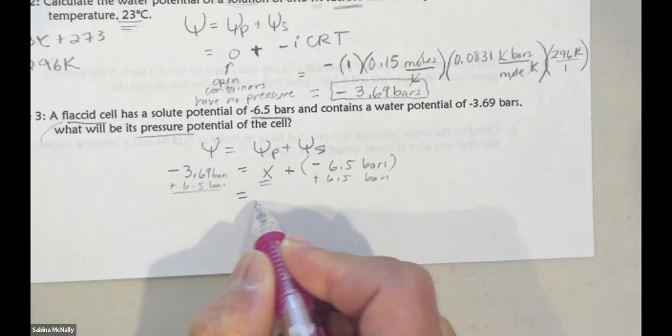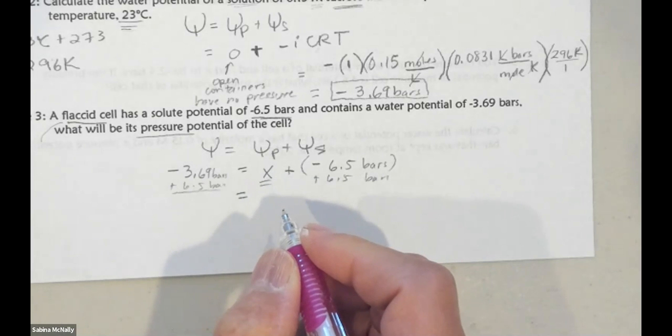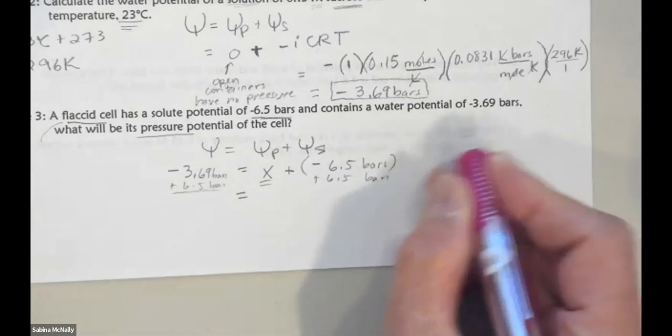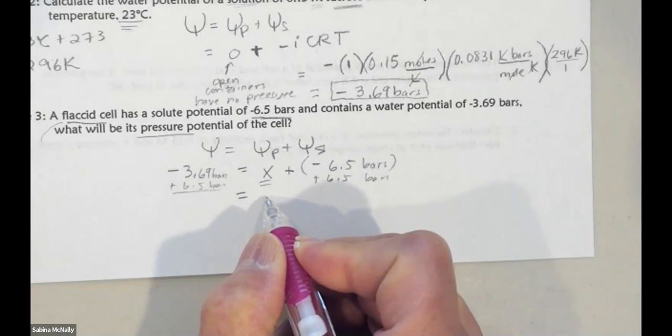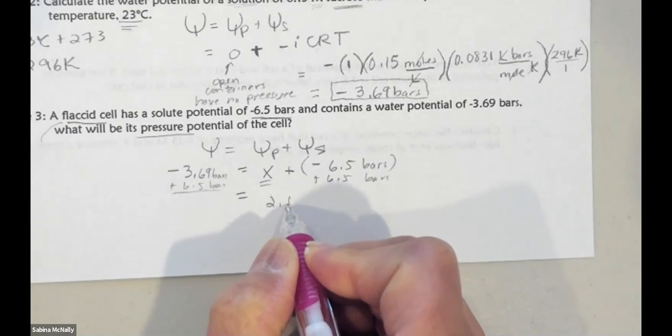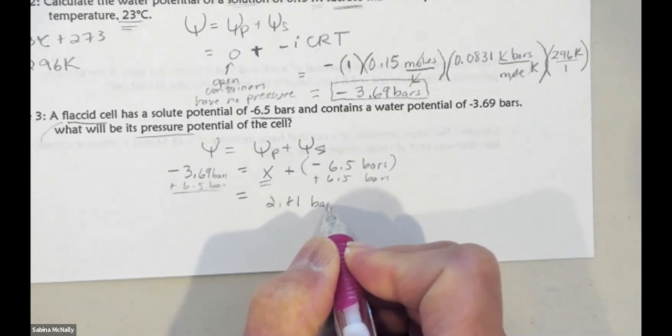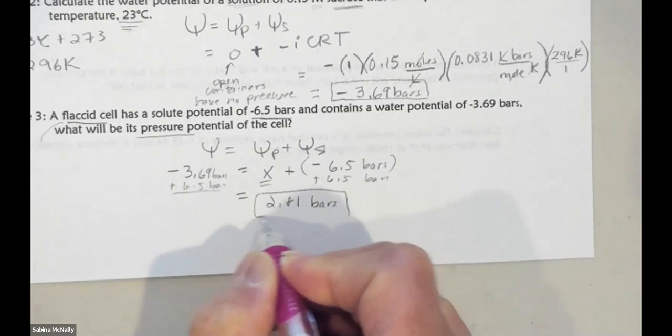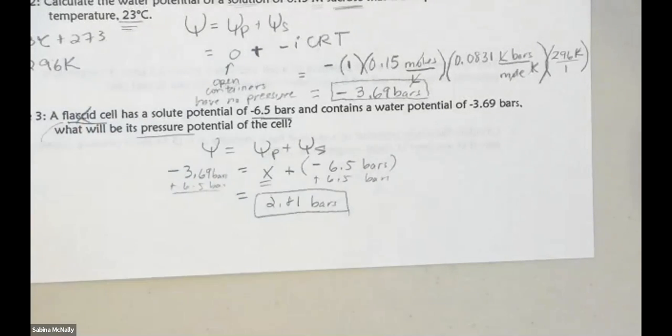And it looks like we do have some pressure, right? Yeah, we do have some pressure. So we're adding, let me make sure I did all this right. Yeah, okay. So we are going to have 2.81 bars. That would be a positive. So you know what? I should change this and get rid of the word flaccid, because since there's pressure, it wouldn't be flaccid. Okay, it would be turgid.